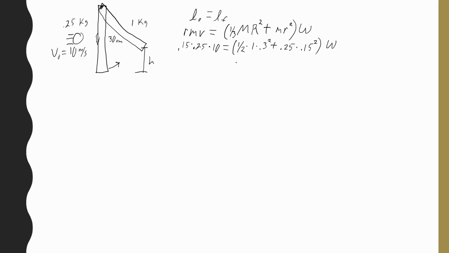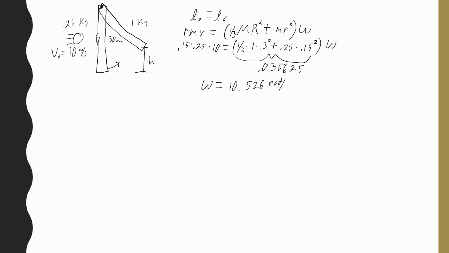By the way, this term here, the total moment of inertia, works out to be 0.035625. We're going to use that later, so that's why I'm writing that out. So if we divide that over and solve for omega, we get an omega of 10.526 radians per second. So that is omega right after the collision, before it has started to swing up.